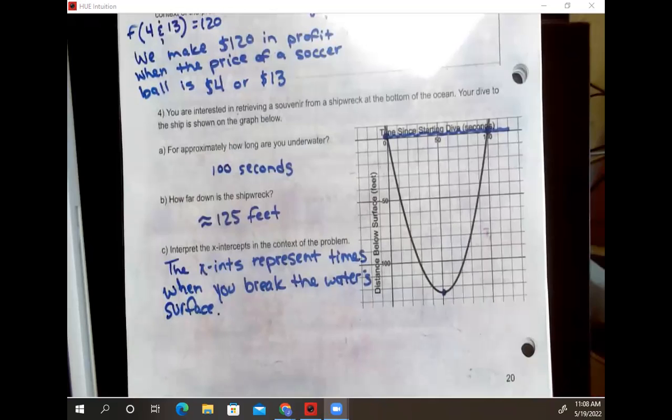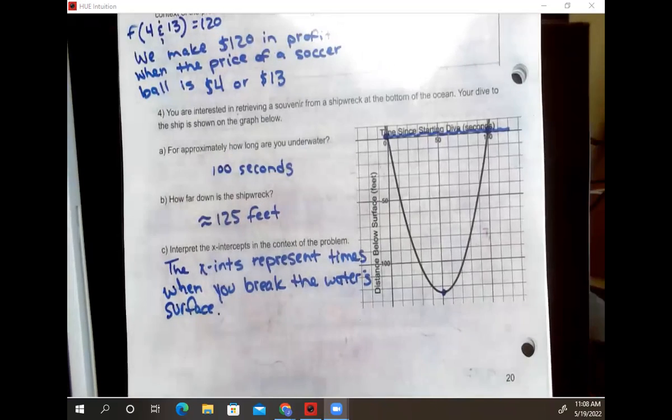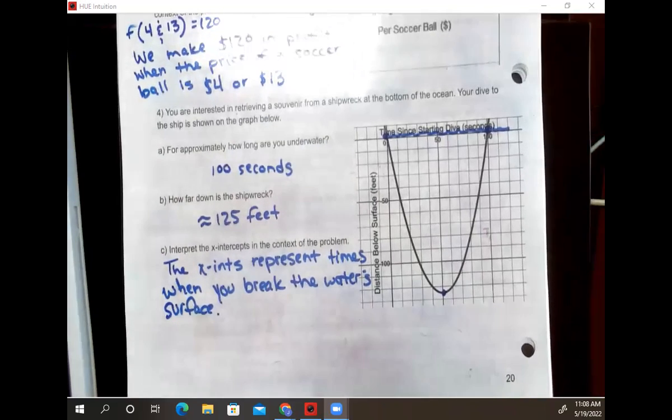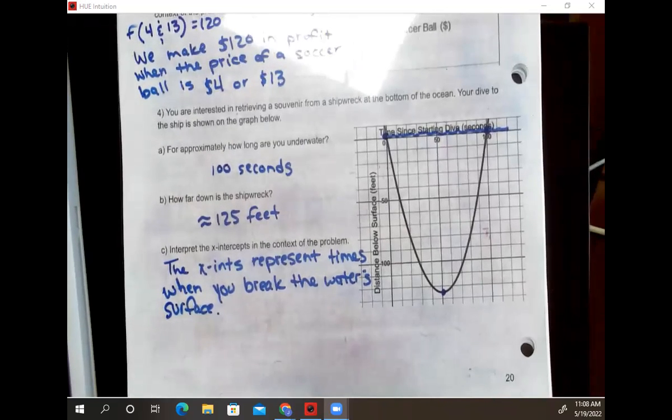Questions for me for today? Okay, at this point, we have completed our quadratics review. So we will start exponential functions tomorrow.